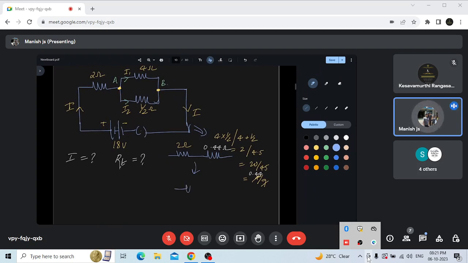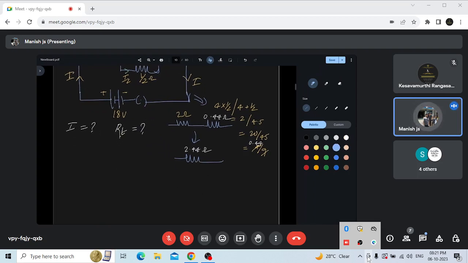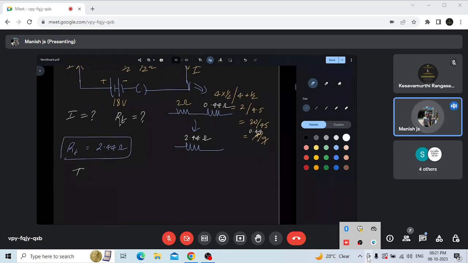Third stage, make it a single resistor. You can see both are in series. Add them. 2 plus 0.44 is 2.44 ohms. So R total is 2.44 ohms. Once you've calculated R total, you can find out the total current. What's the formula? I is equal to V upon R total. That's it. Go and substitute.